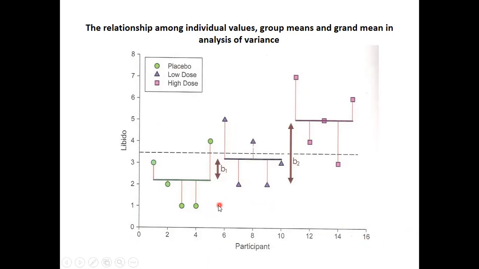If you plot the libido on the vertical axis and the participants, the people involved, on the horizontal, you will see the dot showing the value for each person. This first person has 3, this one has 2 point something, this one has 1, and this one is different.